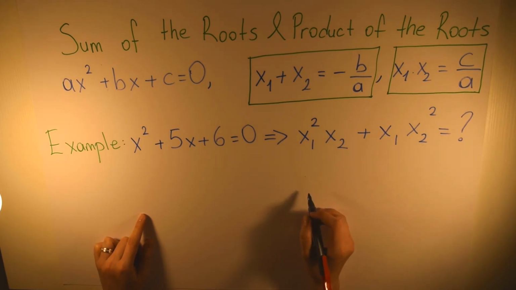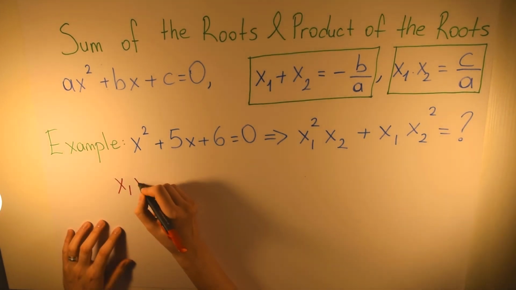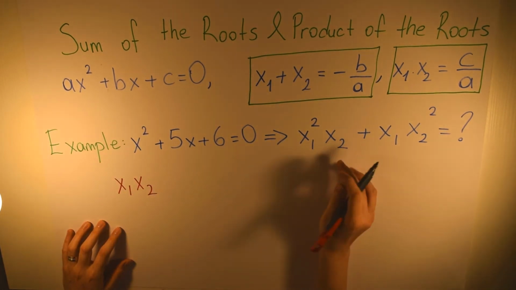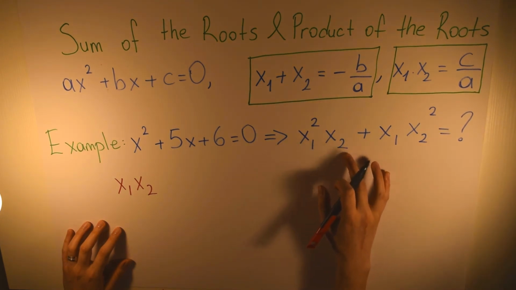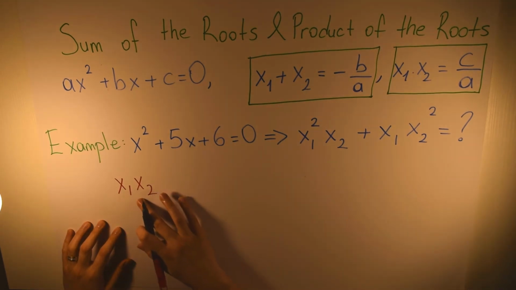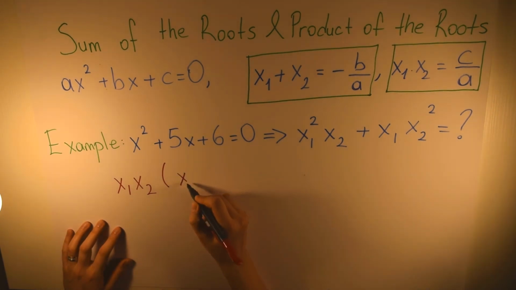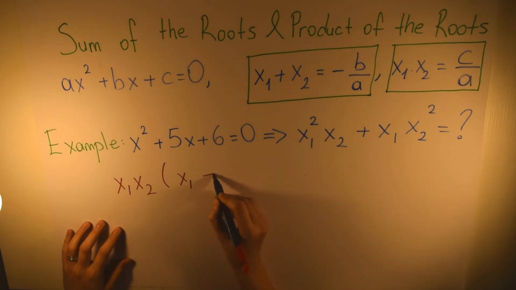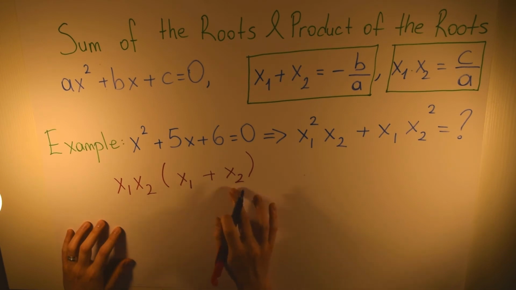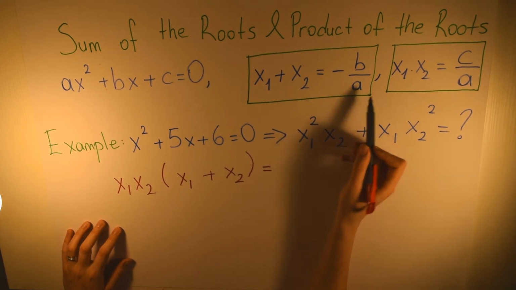So here what can we do? We can take parentheses like this, x1 x2, right? Because these two terms have x1 times x2. So I write here x1 x2. In parentheses I will write x1, because when I multiply these two I will get this term, plus I also write x2, because when I multiply these two I will get this term. After that I will apply these formulas.